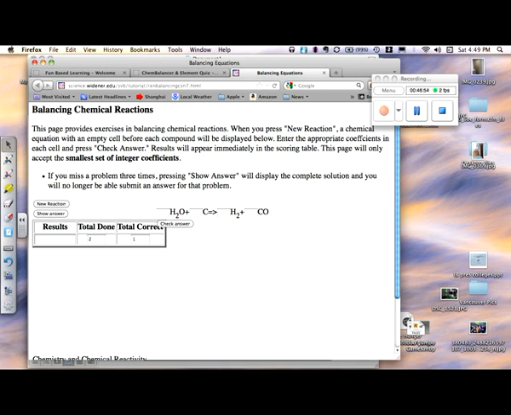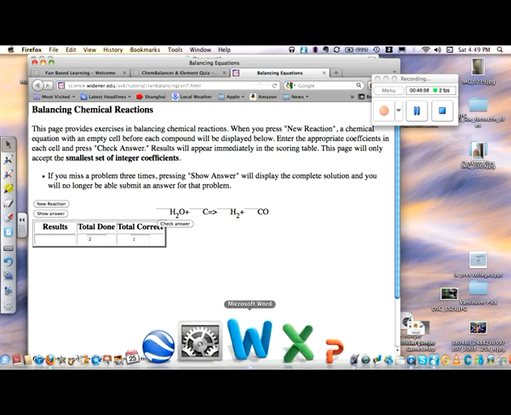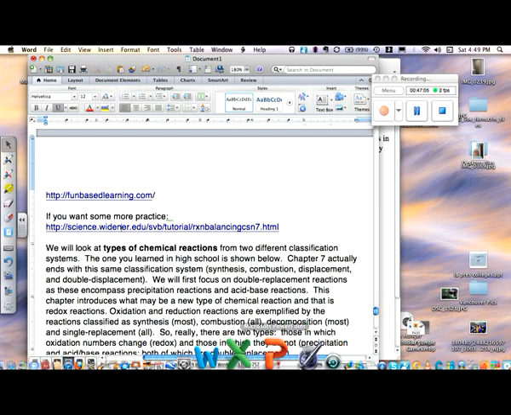Give those a try, and between the chem balancer and this one, that should give you all of the chemical balancing practice you need. I'm going to put up a worksheet in order to give you some more practice if you'd like to do that.